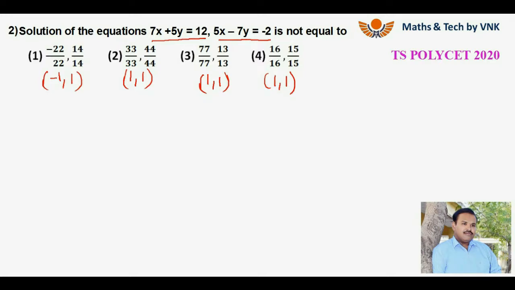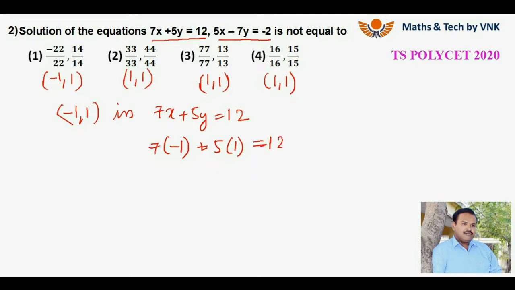ఇప్పుడు ఆప్షన్ 1ని ఏదైనా ఈక్వేషన్లో సబ్స్టిట్యూట్ చేద్దాం. సో -1, 1 substituting in 7x plus 5y is equal to 12. So x is -1, 7 into -1 plus y is 1, so 5 into 1 is equal to 12. 7 into -1 is -7, 5 into 1 is 5 is equal to 12. So this is -7 plus 5 is -2 and is equal to 12. So this is not satisfied. -2 is not equal to 12 అంటే solution is not equal to -1, 1. So correct option is 1.